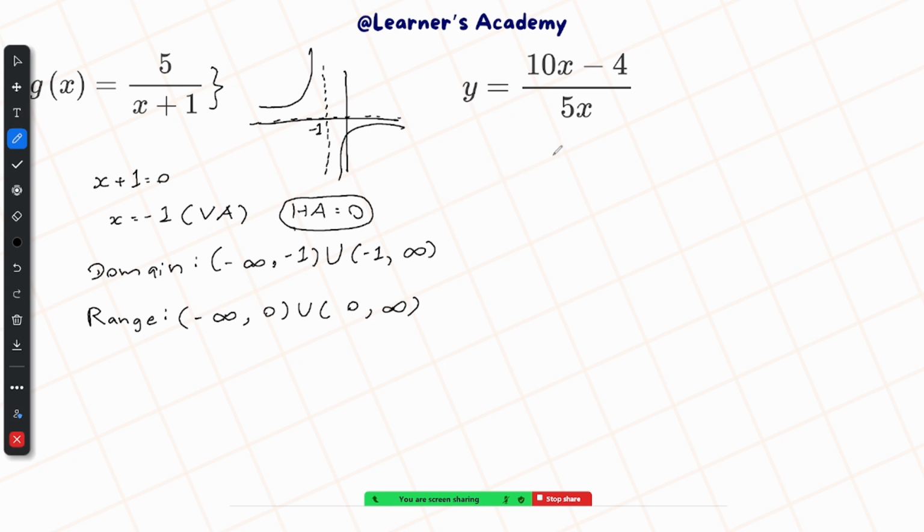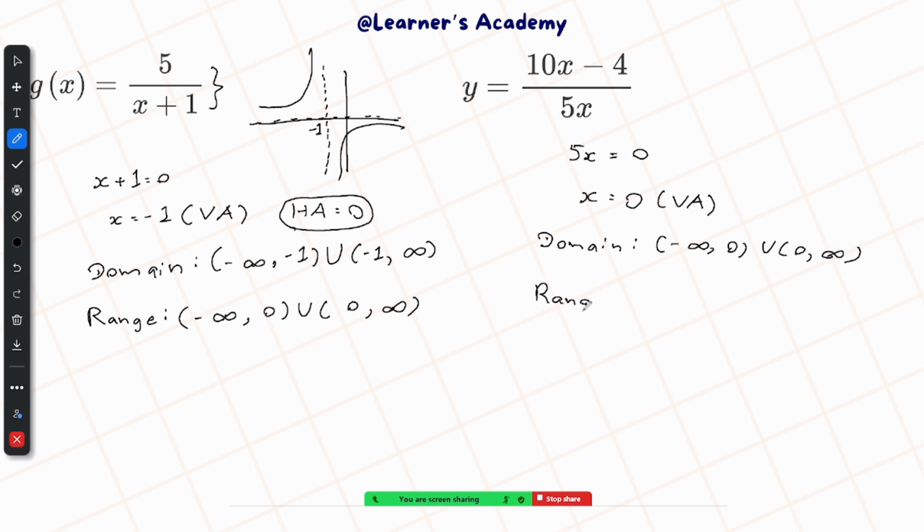And then again, we're meeting rational functions. So in order for us to find the domain, we have to find the vertical asymptote first. So we equate this part of the fraction with 0, which resulted in 0. So this is our vertical asymptote. And from this, we can say that the domain is -infinity to 0 union 0 to infinity.